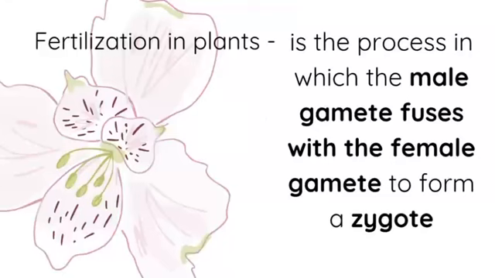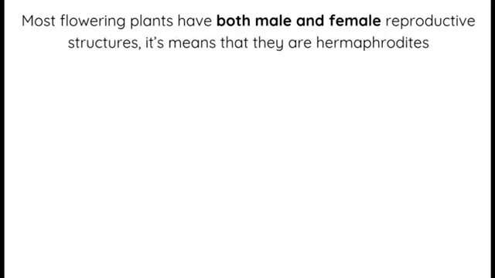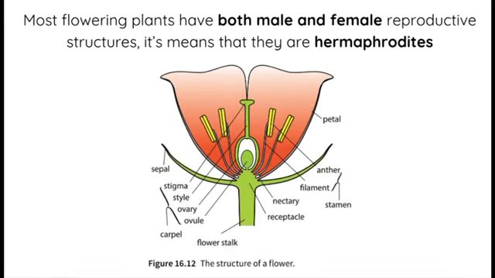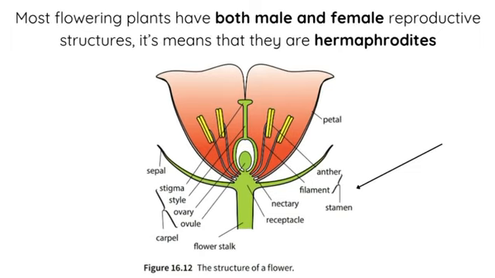Fertilization is the process in which the male gamete fuses with the female gamete to form a zygote. In our topic, most flowering plants have both male and female reproductive structures. It means that they are hermaphrodites. In the structure of flowering plants, you can see the female structure, the carpel, which consists of stigma, style, ovary, and ovule, and the male structure, the stamen, which consists of filament and anther.